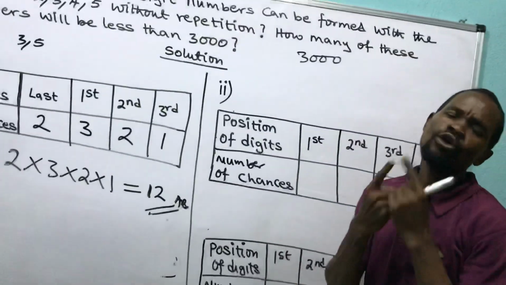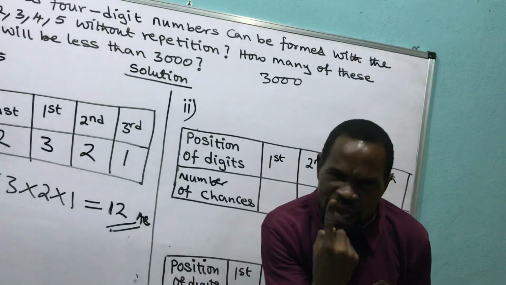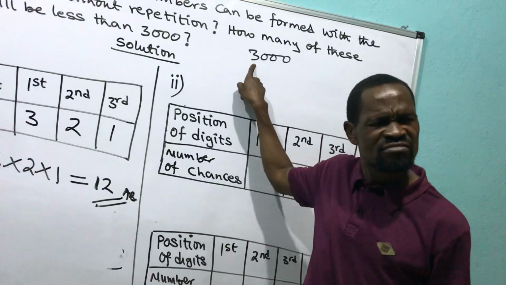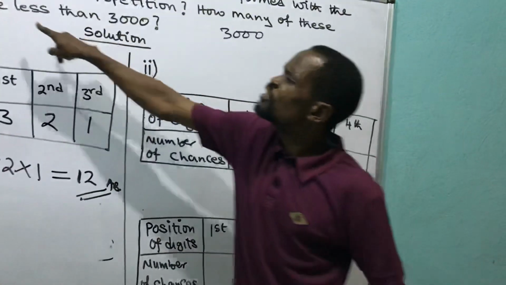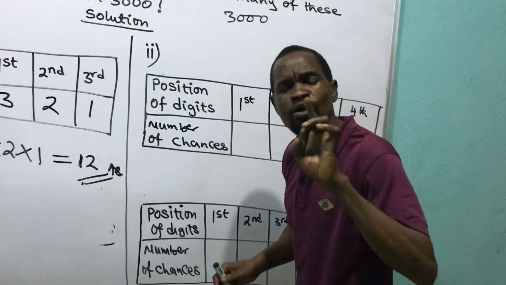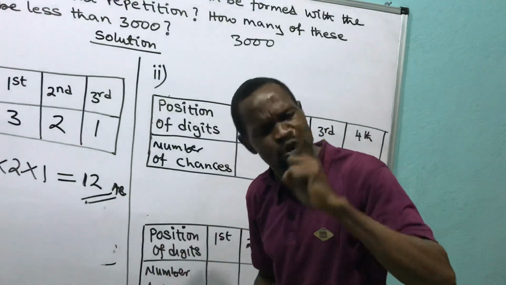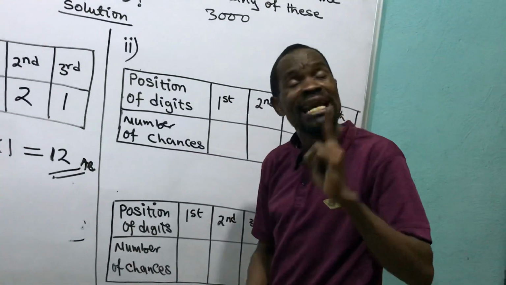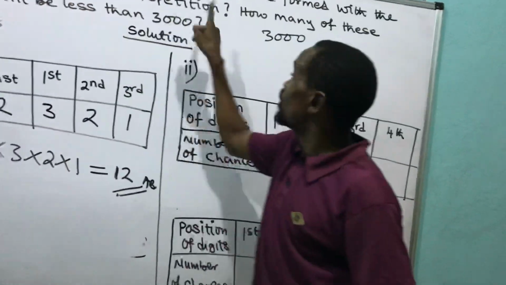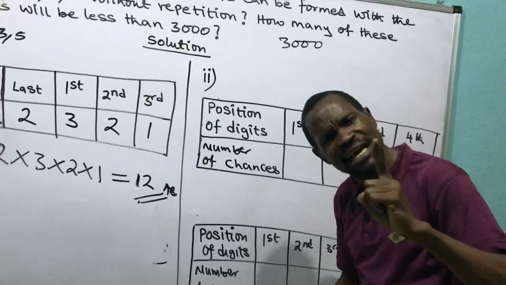That means I'm going to consider the first digit. The first digit must be less than 3. So for me to use these digits to form a number that is less than 3,000, the first digit must be less than 3. That means the first digit is paramount to me.